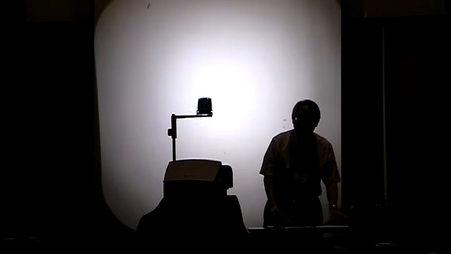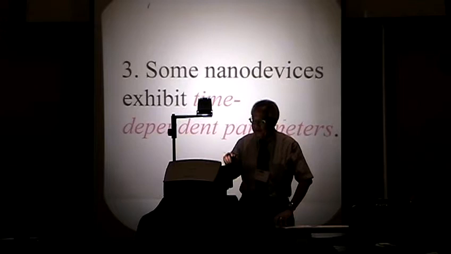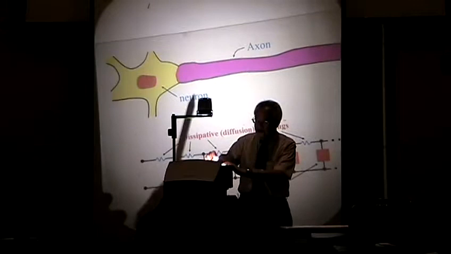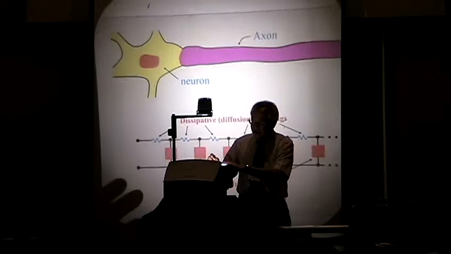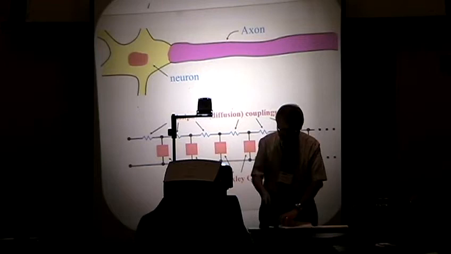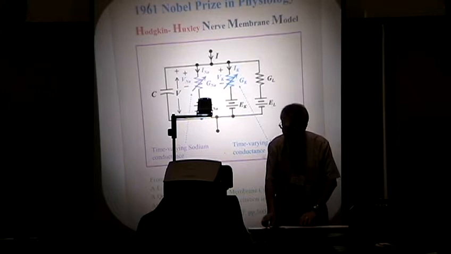Okay. The third mistake I consider is that many devices, or at least some, exhibit what I call time-dependent parameters. And the example I want to show you here has to do with the neuron. This is a caricature neuron, but what we're talking about here is the axon, where you have this axon potential. And this is the model of that, where it's made up of resistors with repeated circuit models like the red box here. And this red box is given by this circuit, and this is the famous Hodgkin-Huxley circuit model that led to the Nobel Prize in 1961.